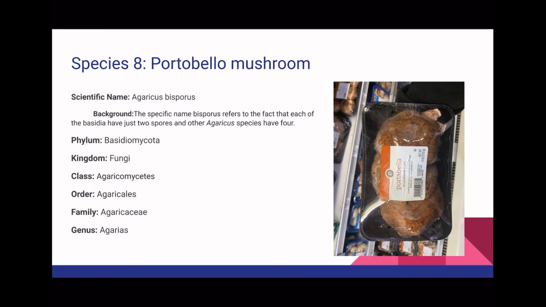Species 8, Portobello mushroom. Scientific name, Agaricus bisporus. Background: the specific name bisporus refers to the fact that each of the basidia have just 2 spores, and other Agaricus species have 4.